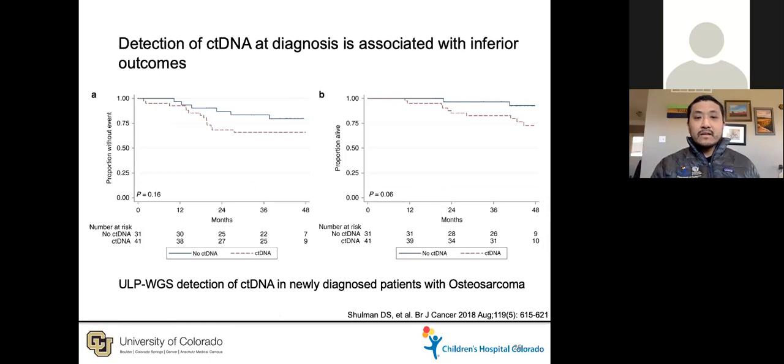So detection of these changes at diagnosis definitely can predict your outcome. If you have ctDNA detected by ultra low passage, then you do worse in your outcome. Although, I mean, one can argue whether this kind of difference is really that relevant clinically. And also the problem with osteosarcoma right now is that even if you know you're going to do terrible, there's nothing you could change with the therapy right now.